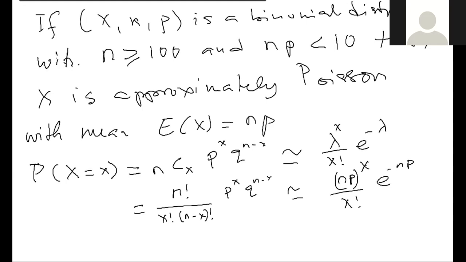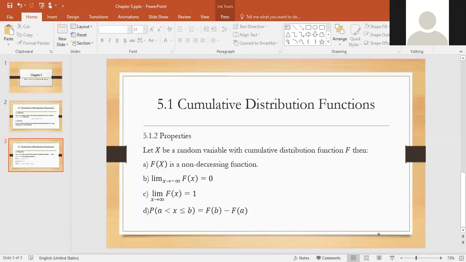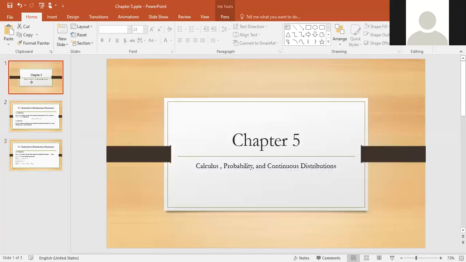Okay. This is the end of chapter 4. I want to start chapter 5. I will introduce the first part of it. So far we have been dealing with discrete random variables. We learned the properties of discrete random variables, and we studied some of the discrete random variables.